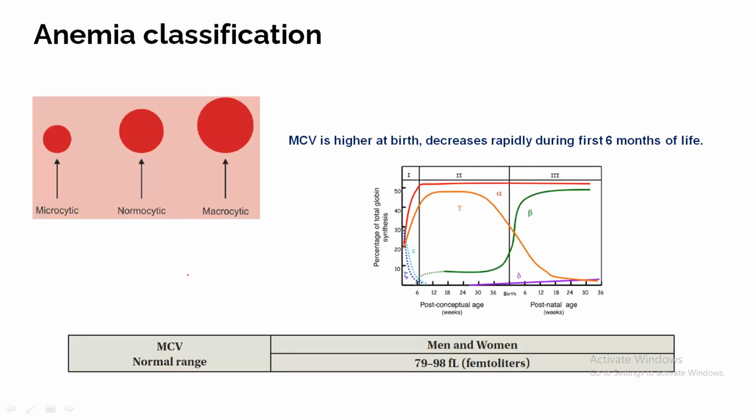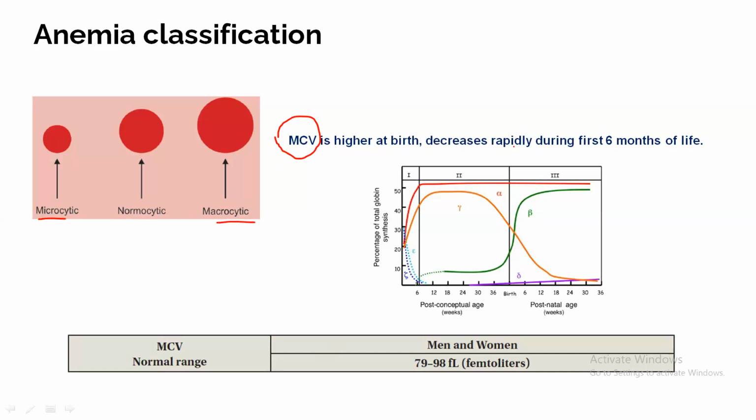Coming to the anemia classification, of the RBC subset parameters like MCV, MCH, and MCHC, the most important parameter to divide the anemias into the various classes is the MCV. So what is the normal MCV? Remember, in a simple manner, 80 to 100 is the normal MCV. Anything less than 80, we call microcytic. Anything more than 100, we call macrocytic.